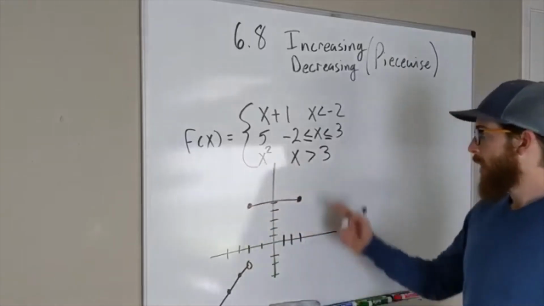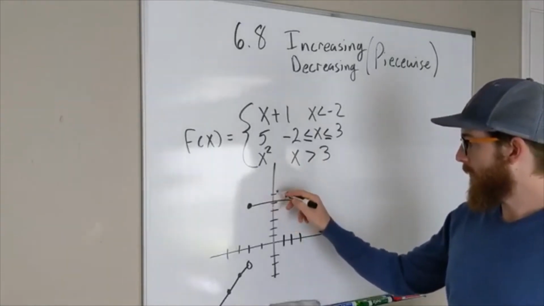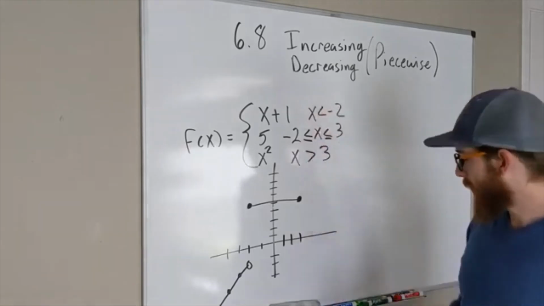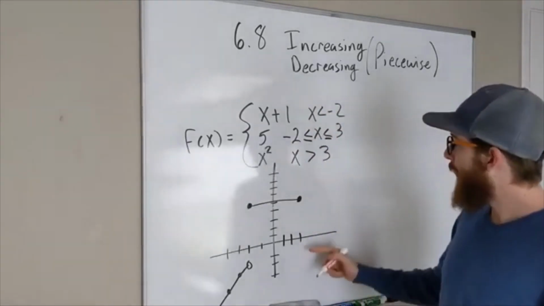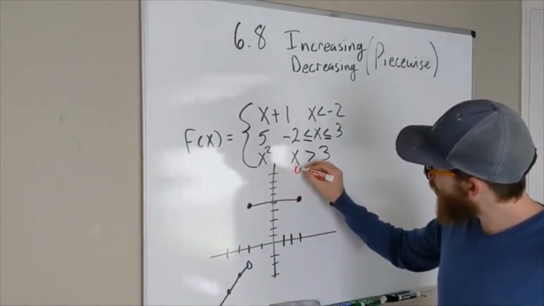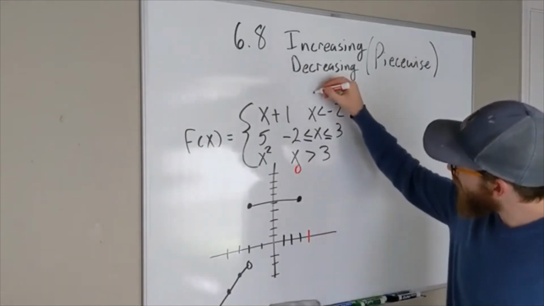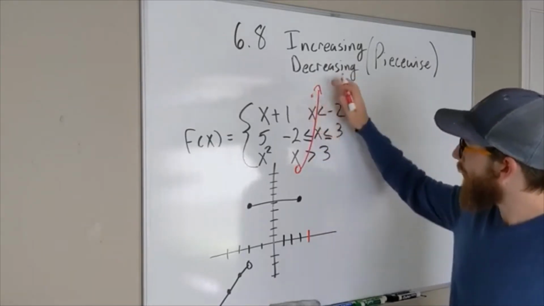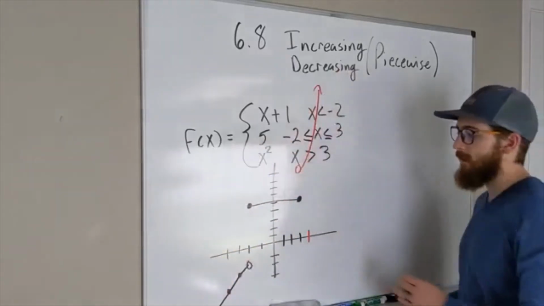X squared. It says bigger than 3, but I'm going to plug 3 in anyway. I may not have given myself enough space here, but I'll just do it in red. At 3, 3 times 3 is 9, so at 9 I'm going to have an open circle. Then if I did 4, that would be 16, which would be somewhere up here. So it would be going like this through my functions.